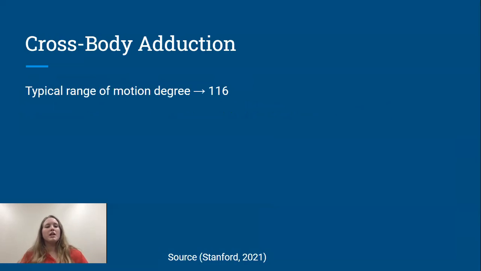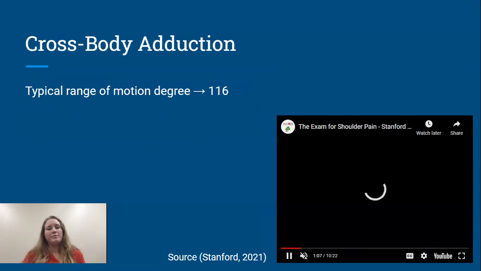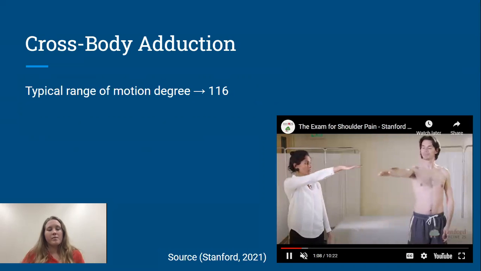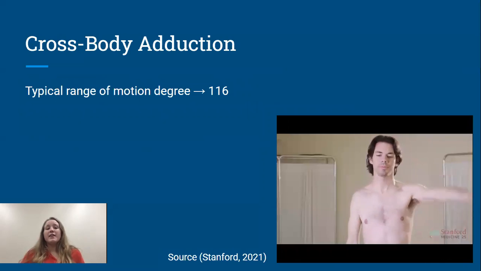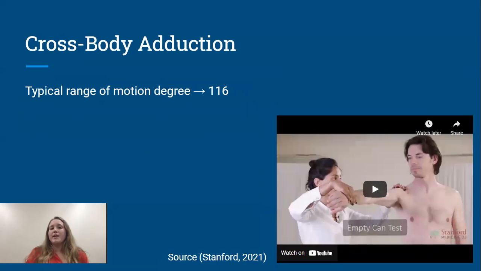Next, I'll be showing you crossbody abduction. Here's a video to show you crossbody abduction. You'll have the patient flex an upper extremity forward to 90 degrees. From this position, you'll ask the patient to abduct their shoulder by moving the arm horizontally to the other side. And you'll want to make sure to take only one side at a time. The typical average degrees for crossbody abduction would be around 116 degrees.